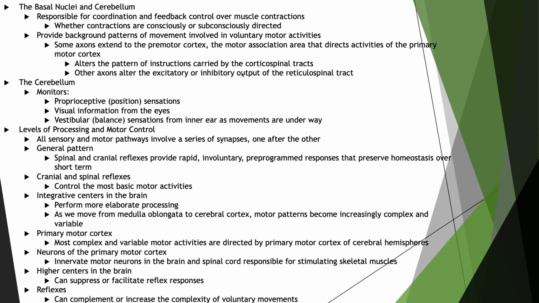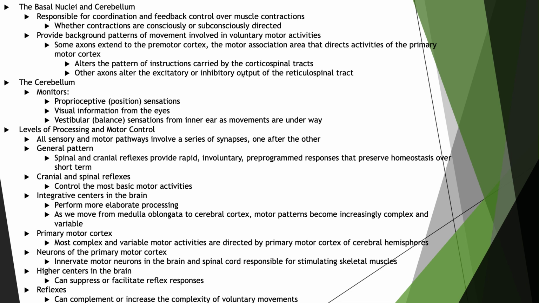So, like shift weight here or move my leg here, and so on and so forth to keep from falling, and issue appropriate motor commands. Monosynaptic and polysynaptic reflexes, perhaps adjusted by the brainstem and the cerebellum, successfully prevent your fall without you having to actually think about it. This is a general pattern. Spinal and cranial reflexes provide rapid, involuntary, preprogrammed responses that preserve homeostasis over the short term. Voluntary responses are more complex and require more time to prepare and execute.